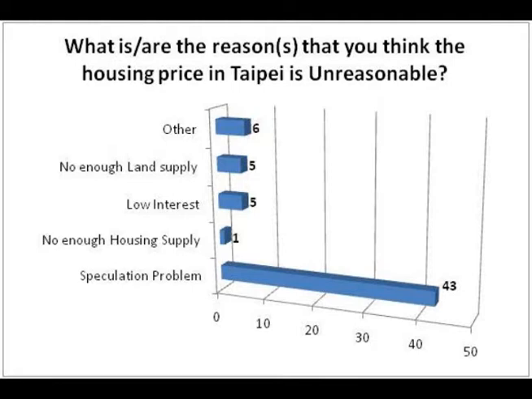And we go down to the reasons why the housing price in Taipei is unreasonable. As we see on the chart, the speculation problem was what most people were concerned about, which is the most serious. 43 responses answered this, and among the optional answers, some people answered that people live concentrated in Taipei, which is similar to Hong Kong, where the phenomenon also happens.